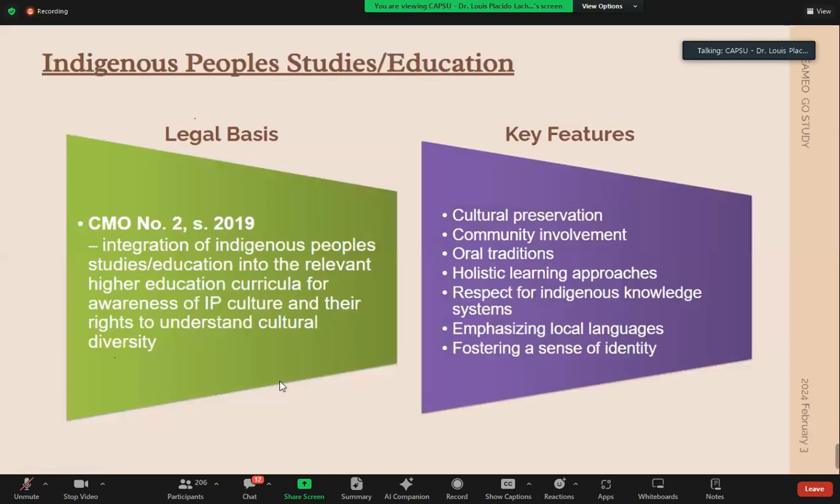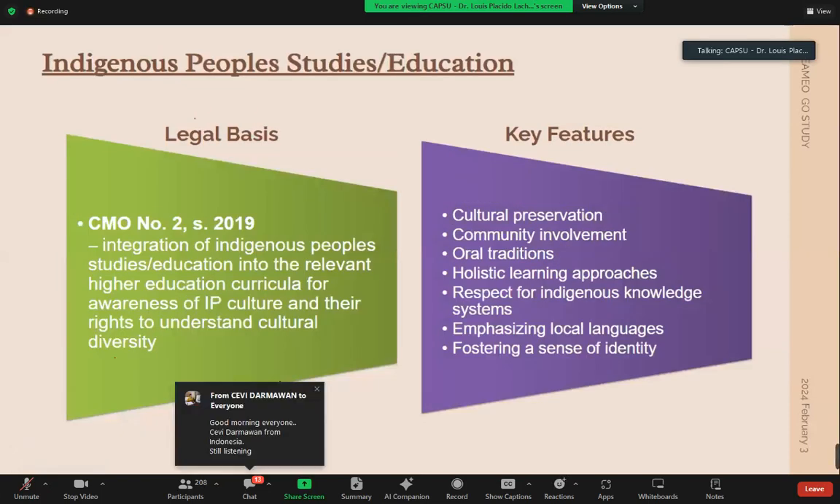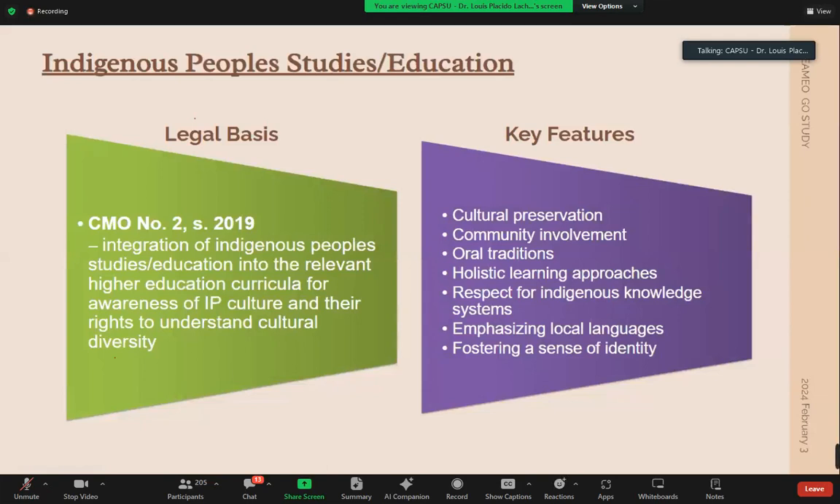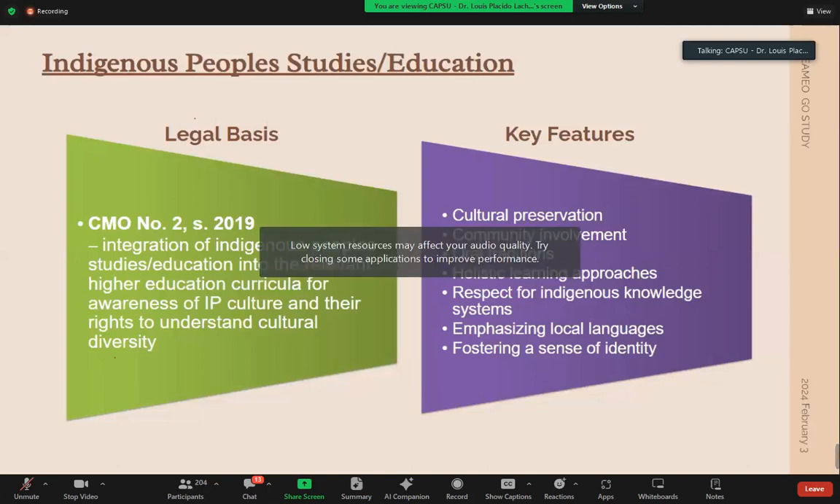And lastly, on Indigenous people studies or education. So the Indigenous people's education or studies recognizes and respects the unique cultural, linguistic, and historical perspectives of Indigenous communities. It also aims to provide relevant and inclusive learning experiences that reflect Indigenous knowledge, traditions, and values. The goal of Indigenous education is to empower Indigenous peoples and communities by respect.